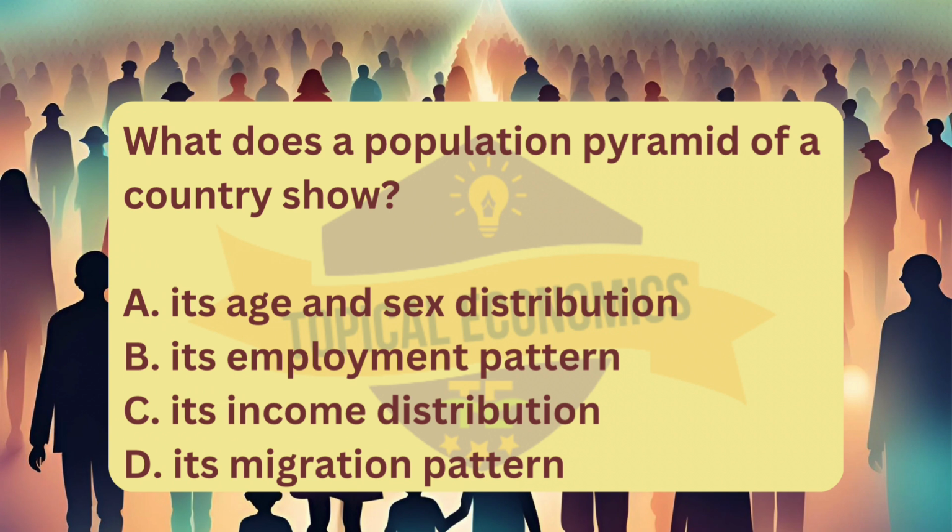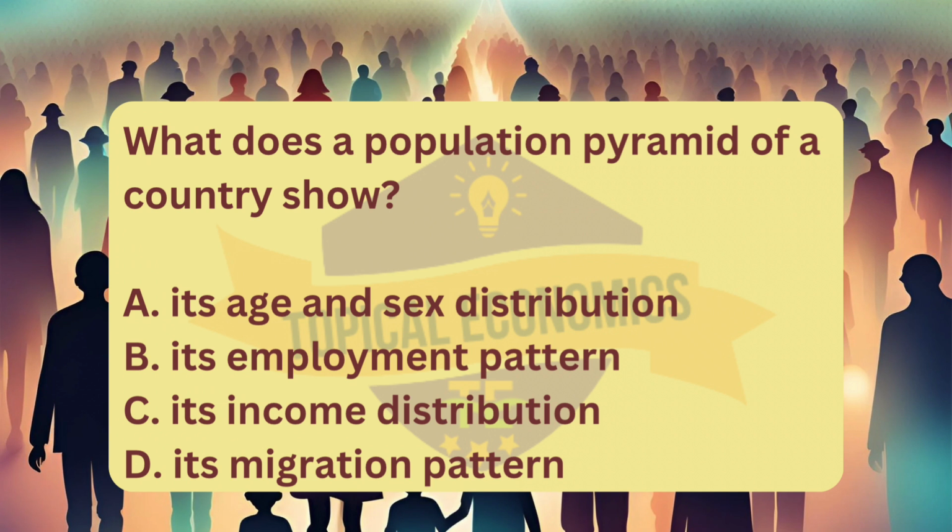Moving to the 10th question. What does a population pyramid of a country show? A. Its age and sex distribution. B. Its employment pattern. C. Its income distribution. D. Its migration pattern. Reference, 2020 Specimen Version 1. The correct answer for this question is option A, its age and sex distribution.